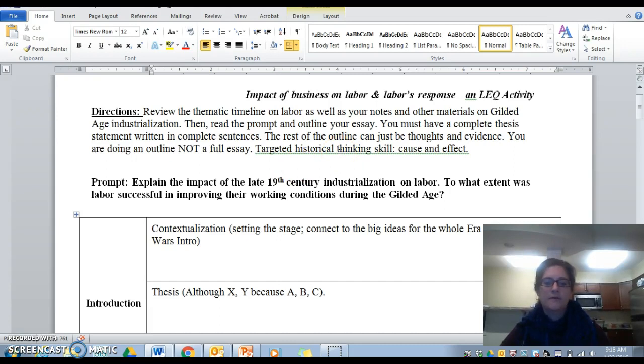So, a couple of things. The cause is industrialization. How does it change the labor, and then how much was labor successful in improving their lives. Do they or do they not provide evidence for your position? Please make sure, remember, at the higher end, if you want to get a 5 or a 6 on an LEQ, 6 being the top score, you need to both address cause and effect. You can't just say it's cause, cause, cause. You have to have both of them. So think about balance.